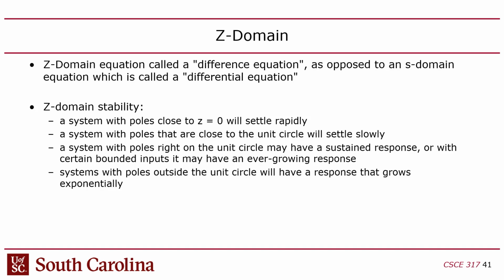A system with poles that are close to the origin, 0, it's a complex number, 0. If you're close, the system will settle rapidly, right? Meaning that you hit it with an impulse and it'll settle rapidly. A system with poles that are close to the unit circle around the origin, it'll settle, but slowly. What's rapidly and slowly mean? Unclear. That's unclear what that means. Very flaky, right? A system with poles right on the unit circle, they may have a sustained response.